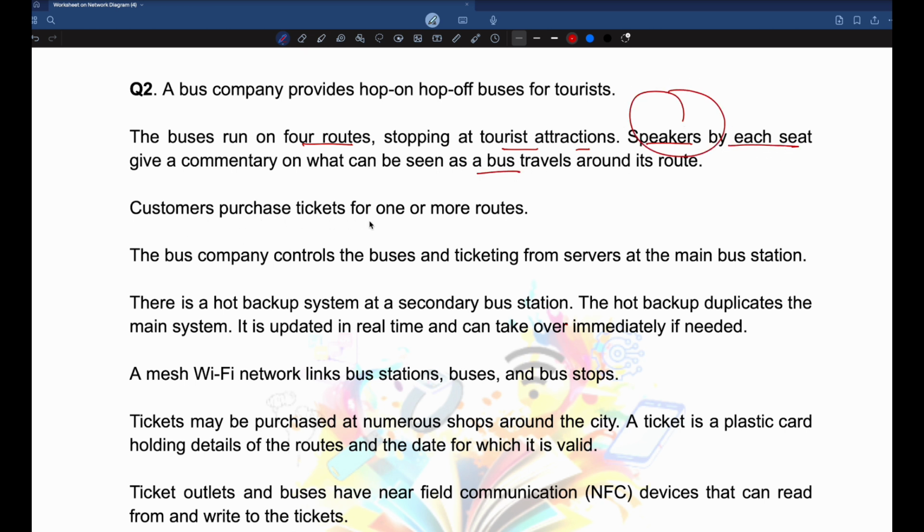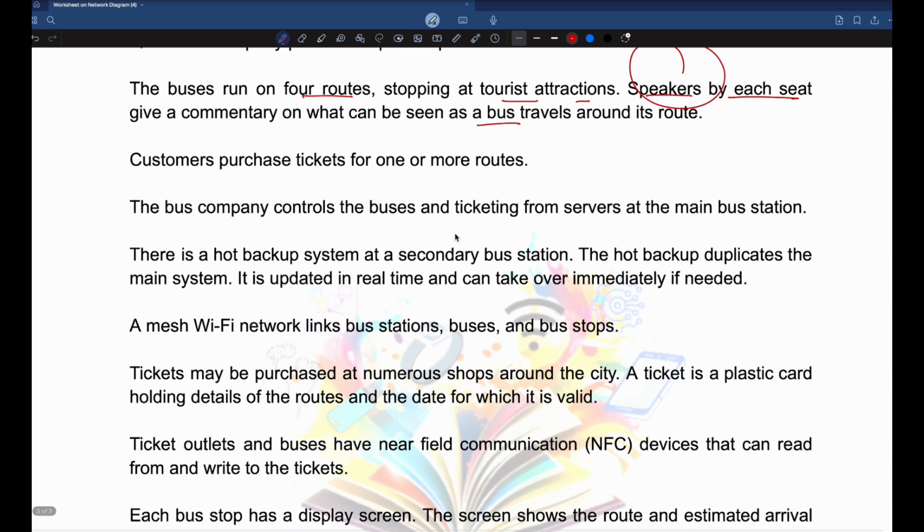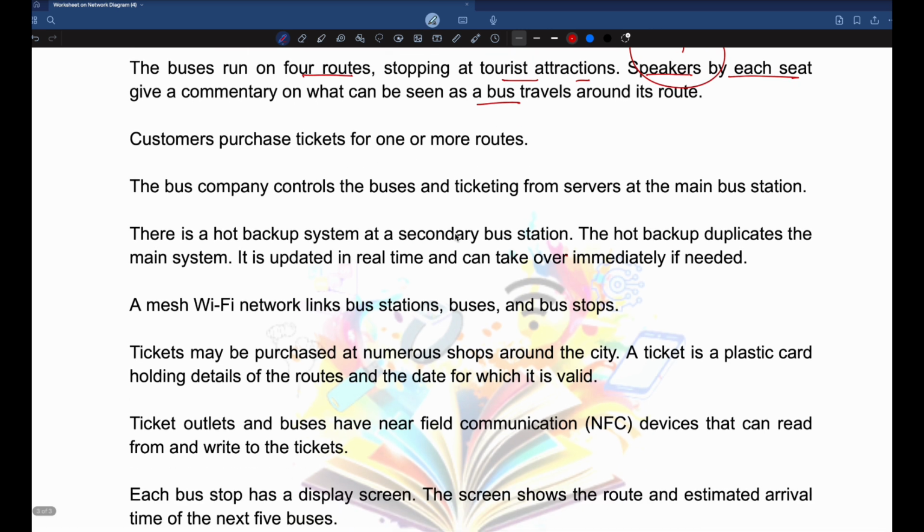Customers purchase tickets for 1 or more routes. So customers can purchase their tickets for the buses, right? The bus company controls the buses and ticketing from a server at the bus main station. That means there is a main station where they have the server, and from there they're controlling the buses and ticketing services.